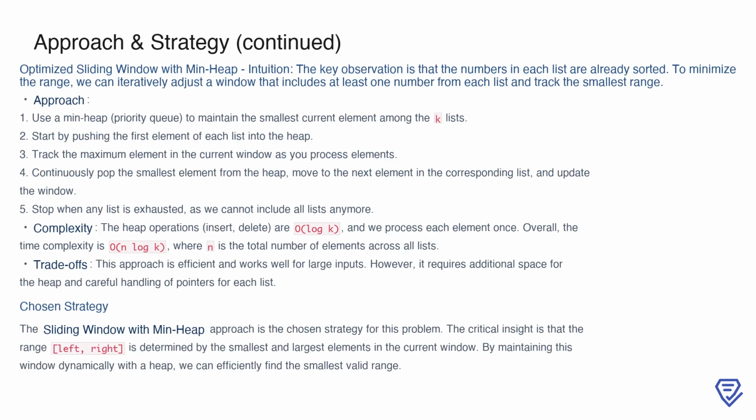To address the inefficiency of brute force, we use an optimized approach that leverages the sorted nature of the lists. The key idea is to maintain a sliding window that dynamically includes at least one number from each list, while tracking the smallest range.